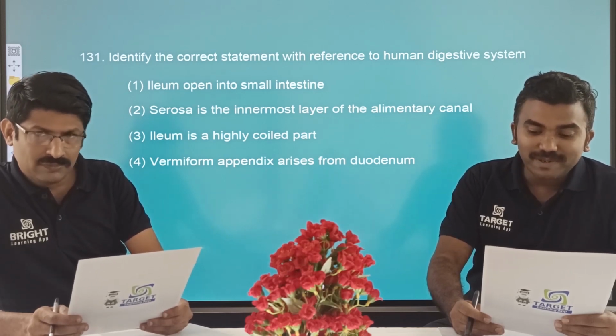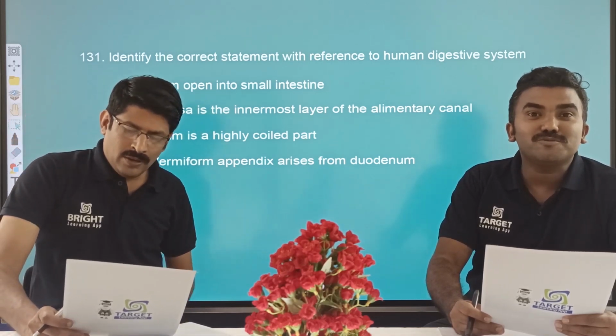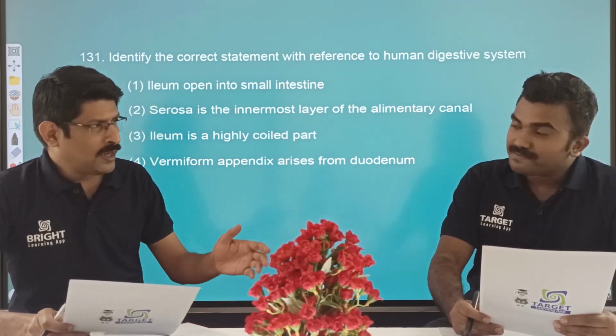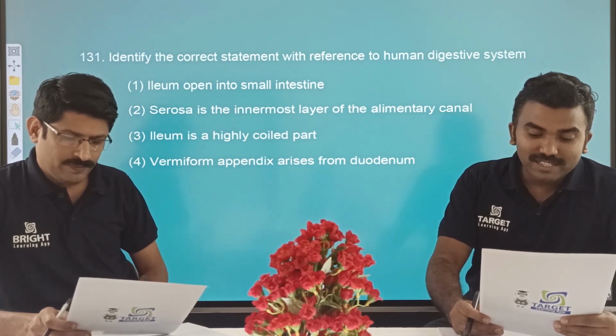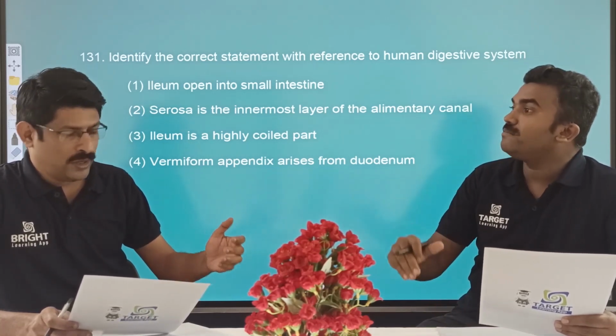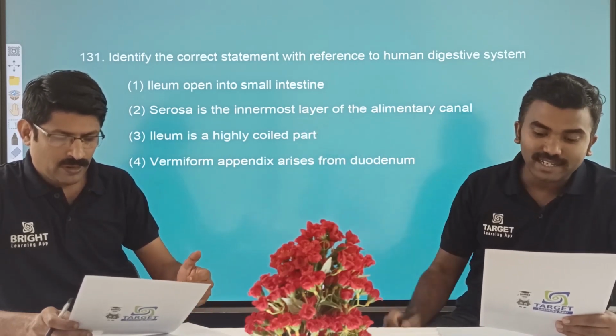The first statement says ileum opens into the small intestine. Actually, ileum opens into the large intestine. Ileum is the last part of the small intestine. So what are the different parts of the small intestine? That is the U-shaped duodenum, coiled jejunum, and highly coiled ileum.